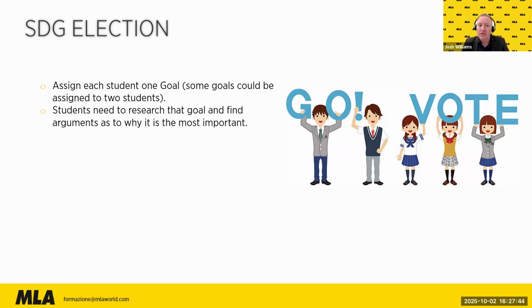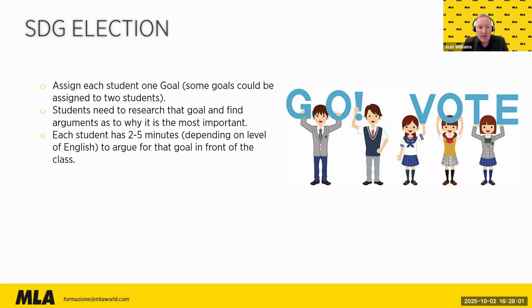The students need to research that goal. This could be tied into that previous activity where each pair of students has to research a goal and find arguments as to why this is the most important, the one that should be focused on. Each student has 2 to 5 minutes, depending on their level of English. Lower level students might only manage 1 or 2 minutes. Higher level students might go a bit longer. You can push them for this sort of public speaking, and they argue for why that goal is the most important in front of the class.